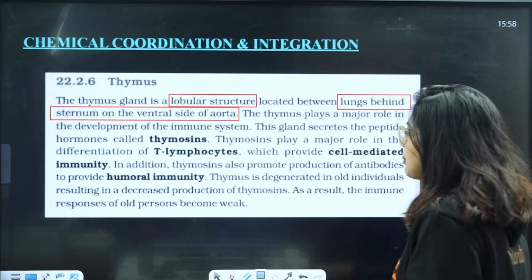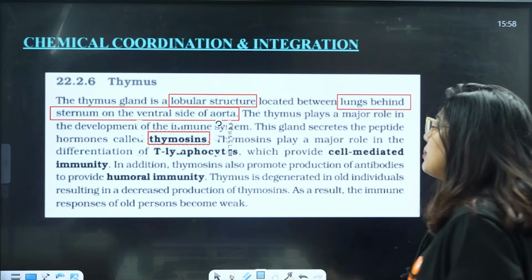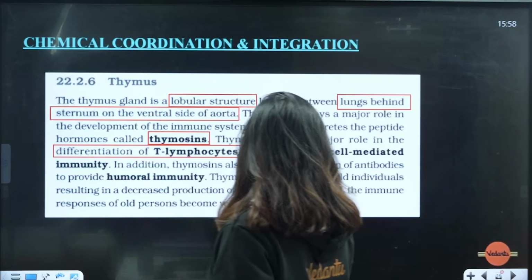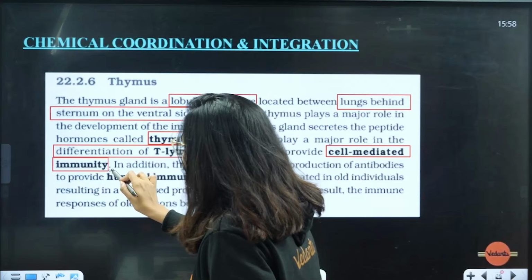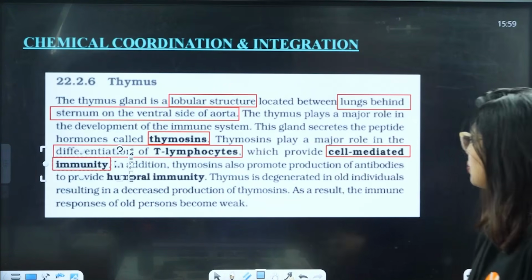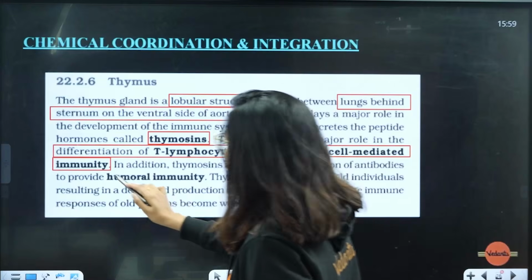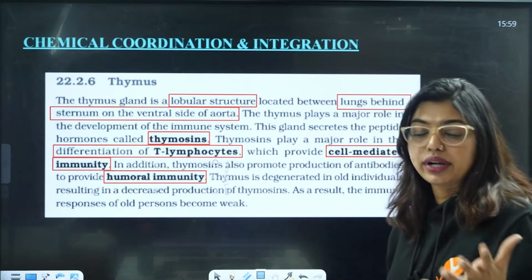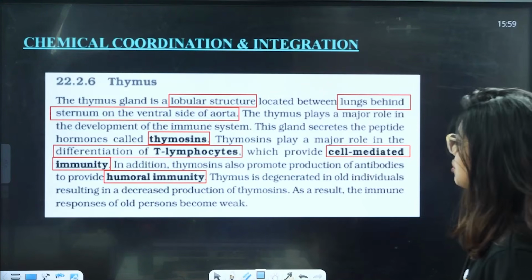This gland secretes the peptide hormone called thymosins. The thymosins play a major role in differentiation of the T lymphocytes, which provides cell-mediated immunity. In addition, thymosin also promotes production of antibodies to provide humoral immunity, that is again fluid immunity. Thymus is degenerated in old individuals.